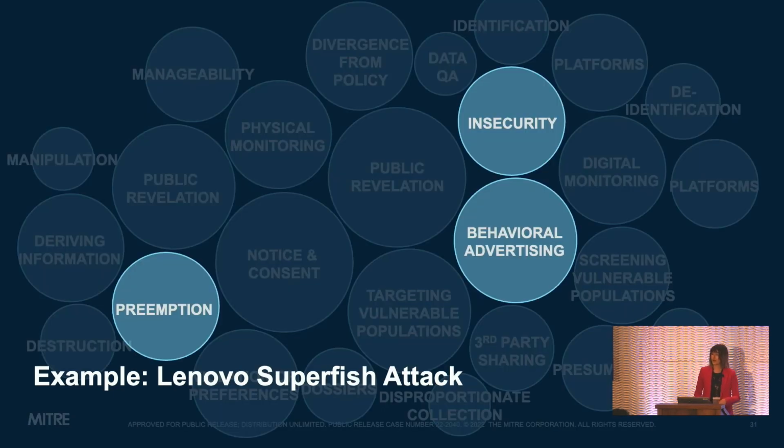So you can also map individual attacks from the data set onto both prototypes. So here are the 3 threat clusters or threat patterns associated with the Lenovo Superfish attack: preemption of privacy settings, insecurity, and behavioral advertising. And each of these will eventually have a privacy threat pattern once we're done with the taxonomy.